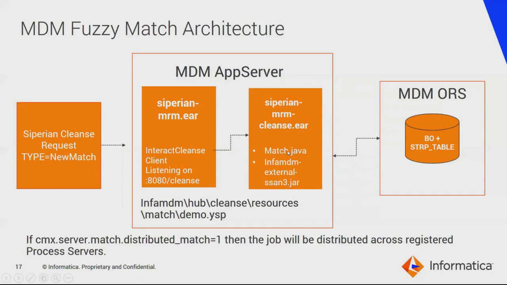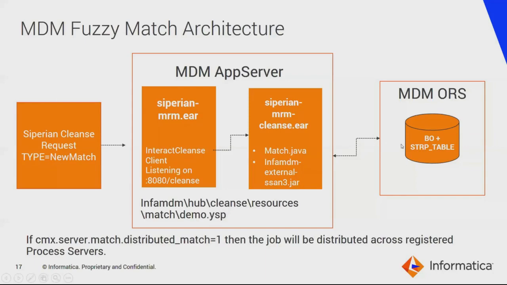It starts off with this class called match.java. Match.java will end up opening an SSA Session and opening a connection to the database. Opening an SSA Session is done through this jar called the info MDM external SSAN3.jar, so this is an interface jar. We go through the Java native interface to communicate with the shared libraries, the DLLs for name 3. And the other thing that we load is the population file. I'll be using the demo.ysp population file, which contains the edit list, secondary name variations, and other rules for that language.